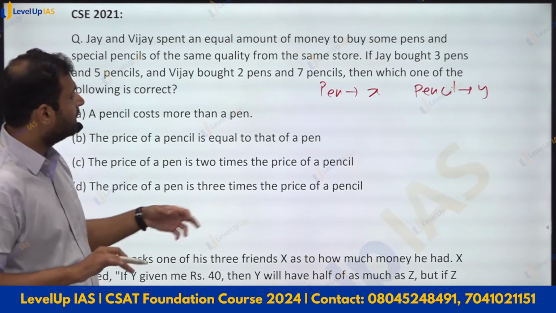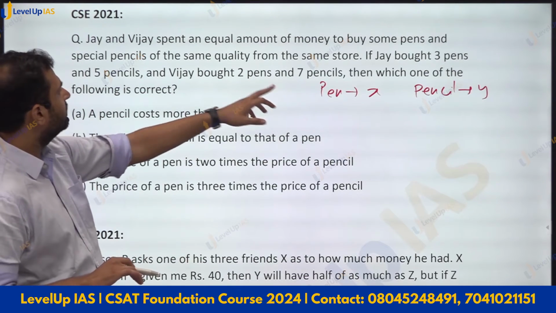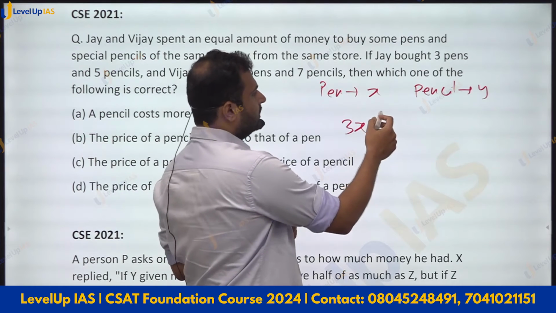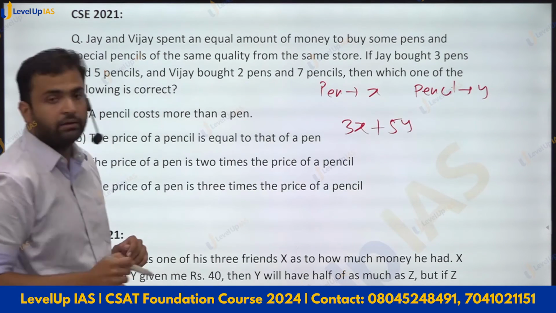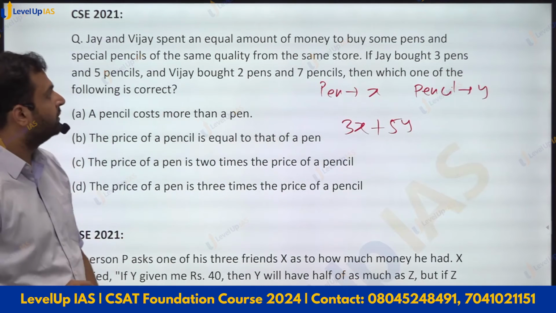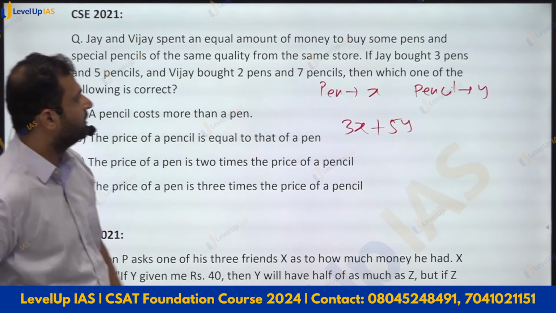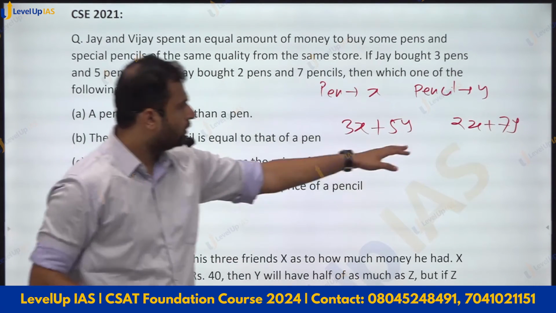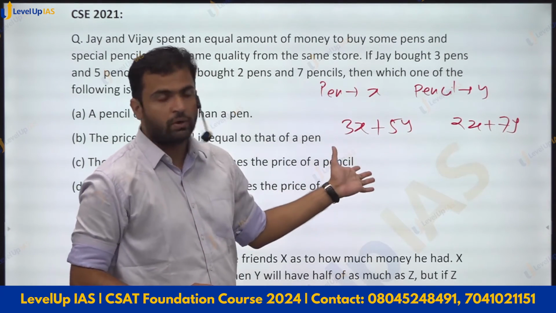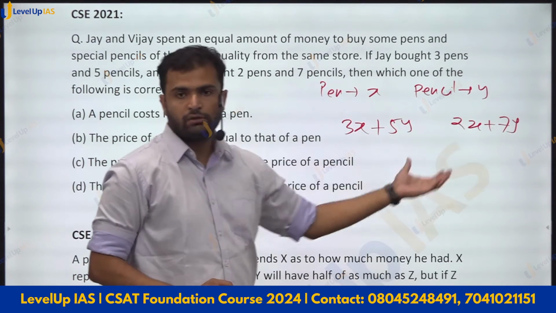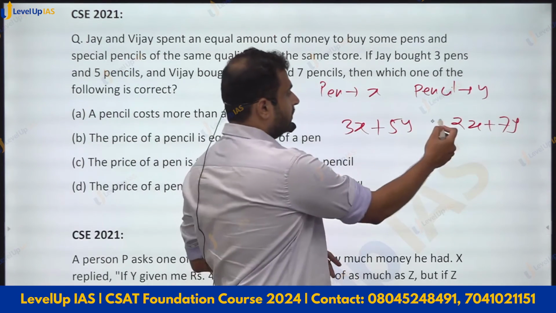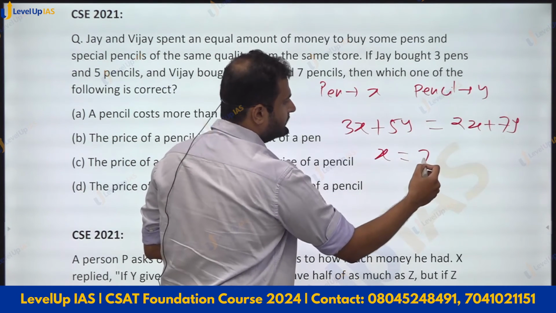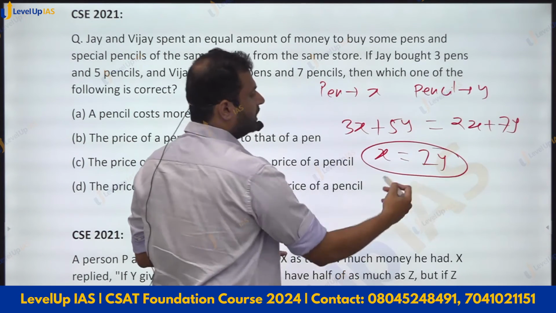So the first equation is, J bought 3 pens and 5 pencils. So this is what he is costing, 3x plus 5y. This is the money J spent. And Vijay bought 2 pens and 7 pencils. So that is 2x plus 7y. And the total cost of these quantities for J and Vijay has to be the same, because they have the same amount of money to begin with. This is equal. So let us take x to this side. So x is equal to 7y minus 5y, which is 2y. So this is the equation we have.